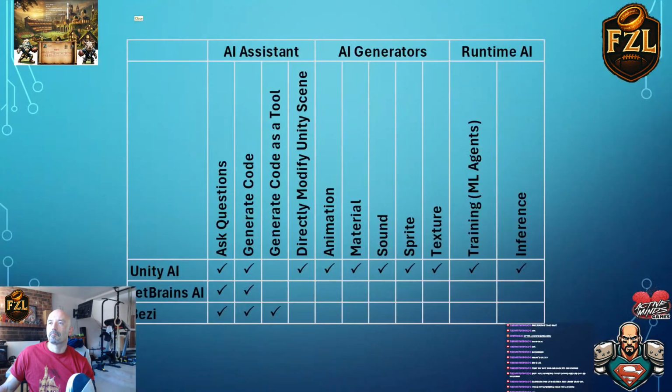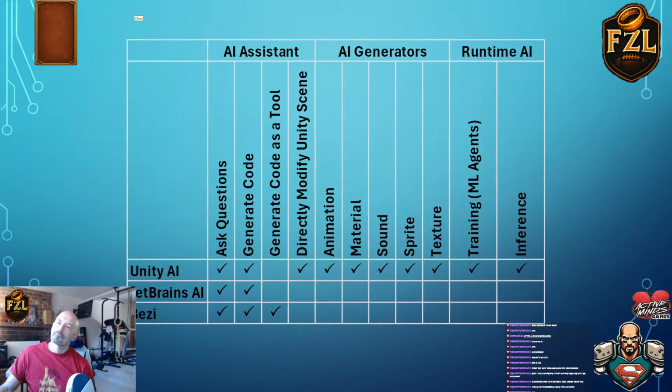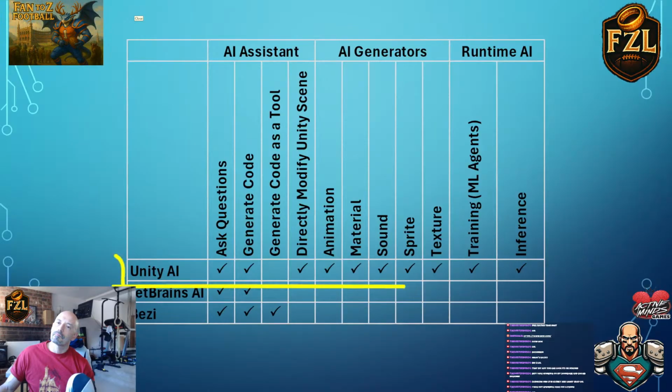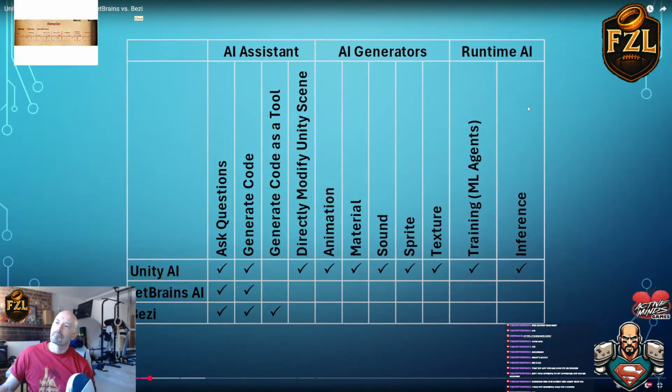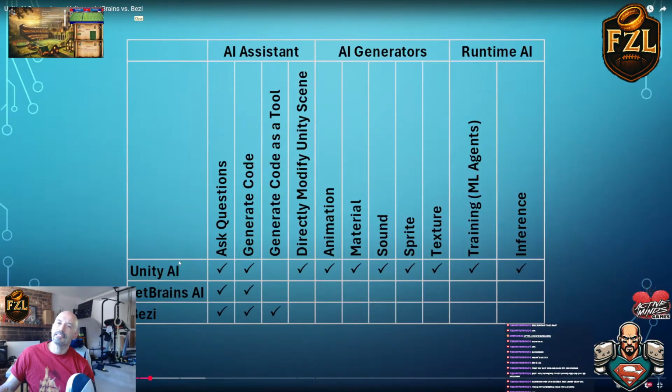This table shows a list of AI capabilities for Unity. As we can see, Unity AI offers almost all of these: ask questions, generate code as a tool, and directly modify the Unity scene. This is why I think the Unity one is going to do everything.